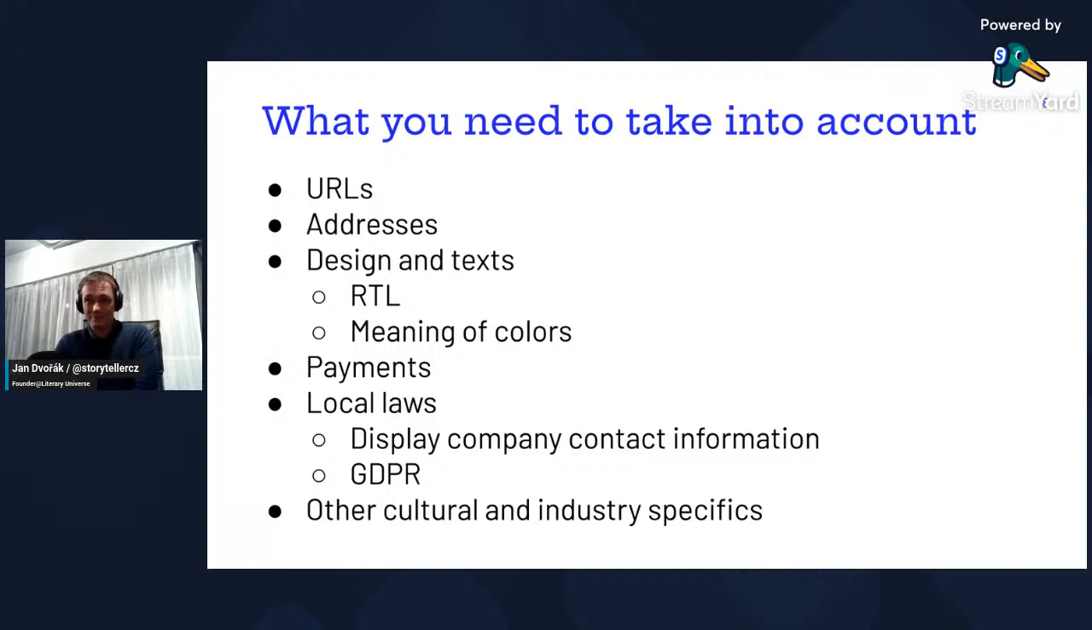Payments is again another science of its own, also related to this. That's why we love services like Stripe to take care of that for us. And there are other local laws and things that you have to also think about. For example, in Japan, it's required by law that you display the company headquarter address on your about page. GDPR is an issue for Europe, and the list goes on and on.